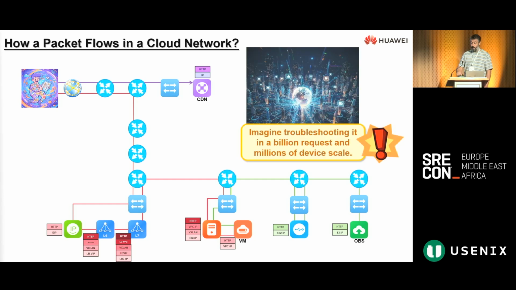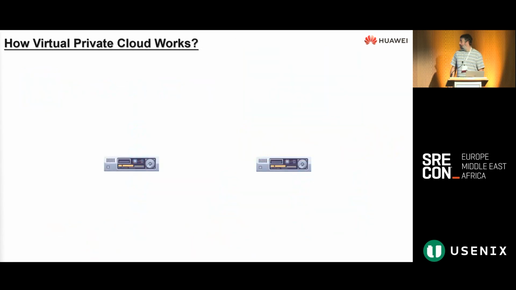What we're talking about is this happening across billions of requests, and the number of nodes is in the scale of millions. So how do you find the problem? And when one of those nodes breaks, you're probably going to impact several customers. So before going to that, let's understand why you have all those complications with the packets. What is this virtual private cloud thing?